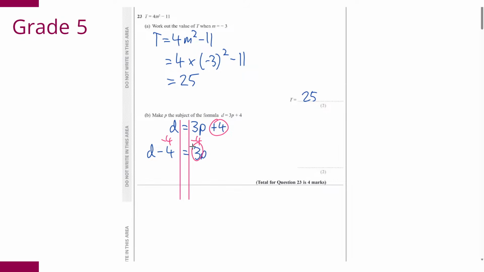What is that 3 doing to the p? It is timesing it. How are we going to get rid of it? We do the inverse, the opposite, which is divide by 3. So we've got d minus 4 divided by 3. Now, how are we going to divide the whole thing by 3? How do we show that in algebra? Do I do brackets and do a little divide sign 3? Any ideas? I'm going to let you dwell on that. How do we divide the whole thing by 3?